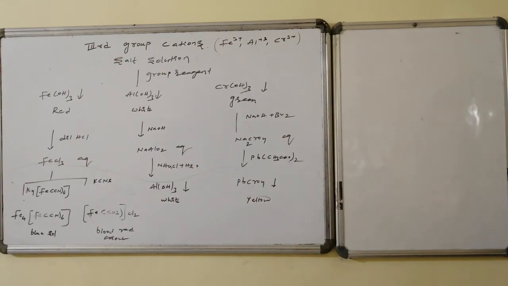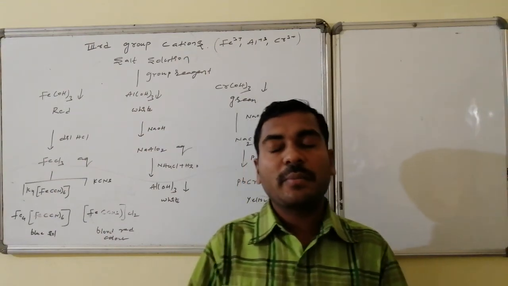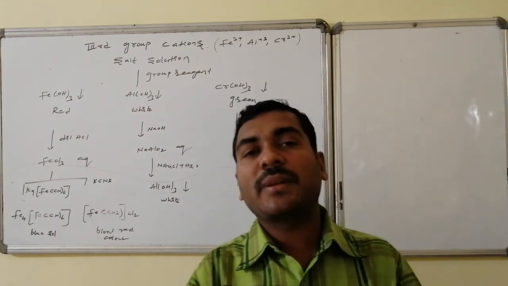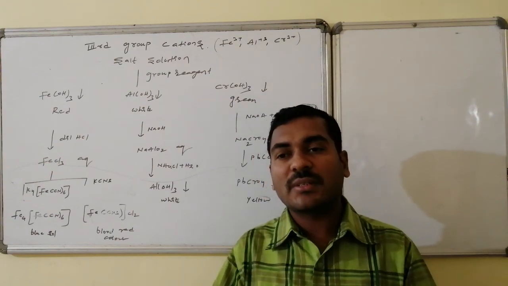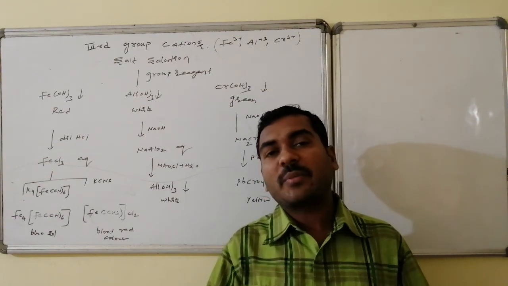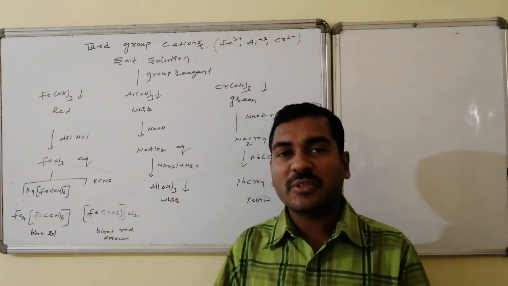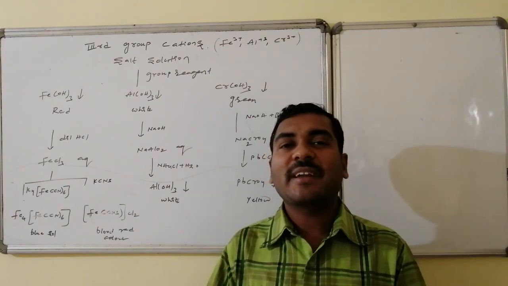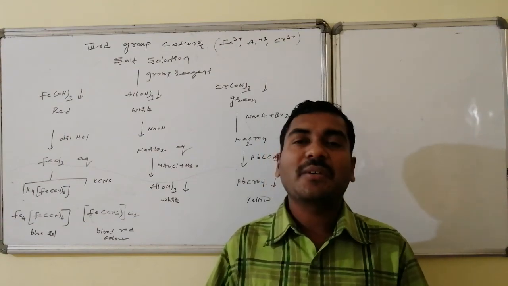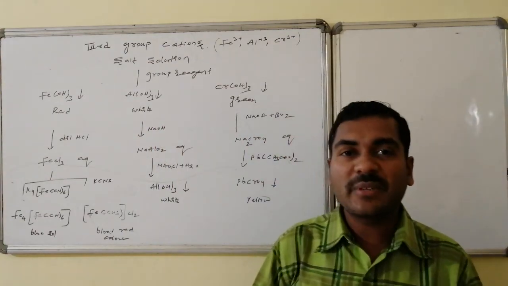The total flow chart related to the third group cations: the third group cations are Fe3+, aluminium 3+ and chromium 3+. The salt or salt solution containing these cations, from the corresponding second group precipitate, is heated followed by addition of HNO3, ammonium hydroxide and ammonium chloride. Otherwise, the salt solution directly, with acidification followed by ammonium hydroxide and ammonium chloride, that is the group reagent, forms precipitates.